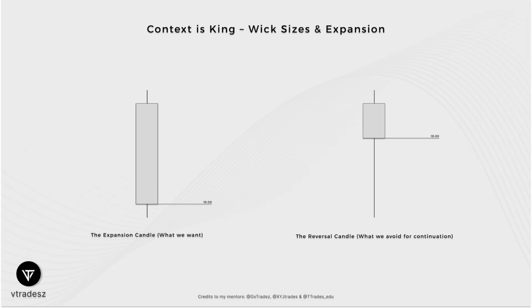To trade successfully, you need to understand the difference between an expansion candle and a reversal candle based on their wicks. The expansion candle has a small wick and a large body. It opens, makes a shallow run in the wrong direction to trap traders, and then spends the rest of the time expanding in the true direction. This supports continuation. The reversal candle has a large wick and a small body. It spends most of its life going the wrong way before coming back.